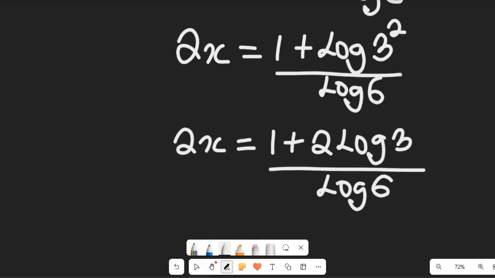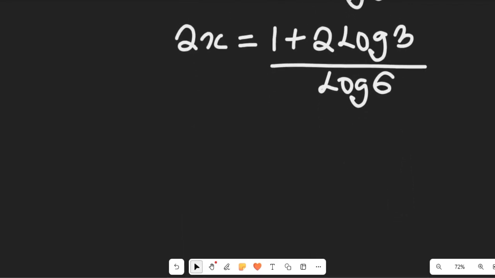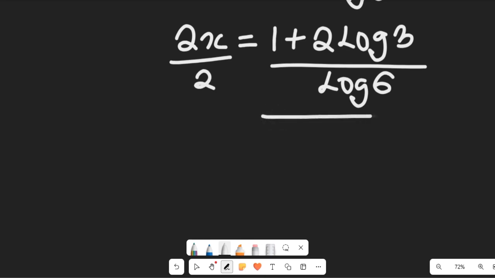Now we need to simplify this further. If we simplify this further, we can get the value of x by dividing both sides by 2. We divide both sides by 2, so we have this divided by 2, and all of these divided by 2.